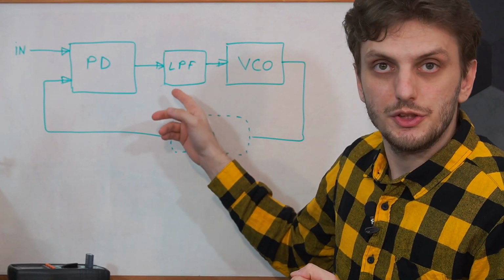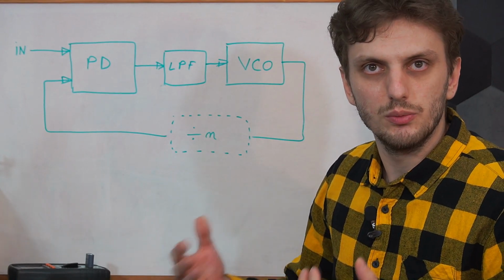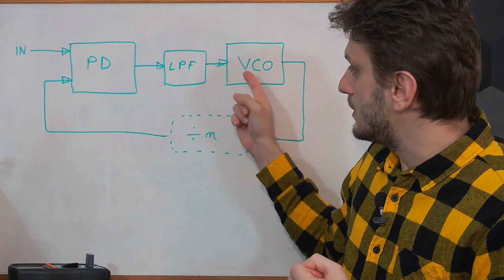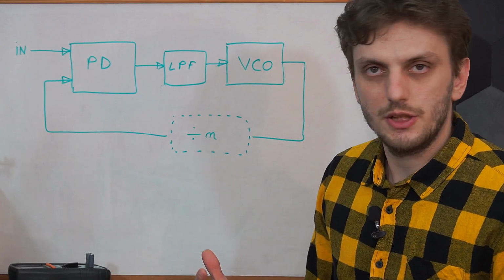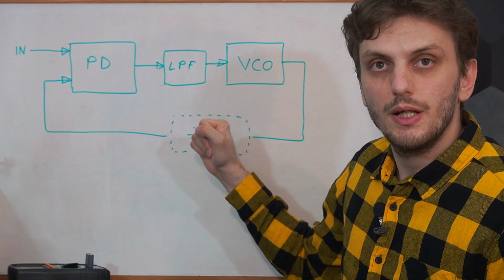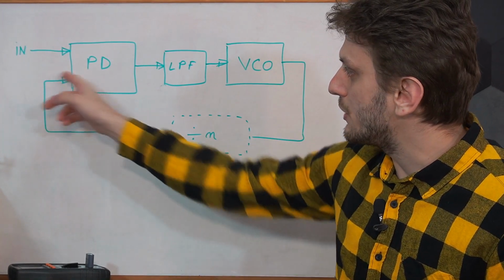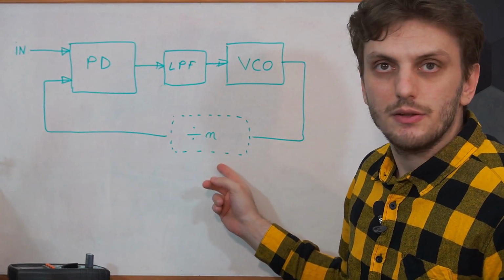So a low pass filter is used to only keep a DC value, or at least a slow moving AC signal. This signal is then passed into a voltage controlled oscillator, so an oscillator whose output frequency is dependent on this control voltage, and then the output of this oscillator is fed back into the phase detector either directly or through a divide by n counter.